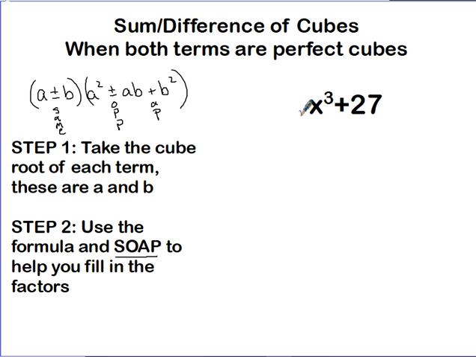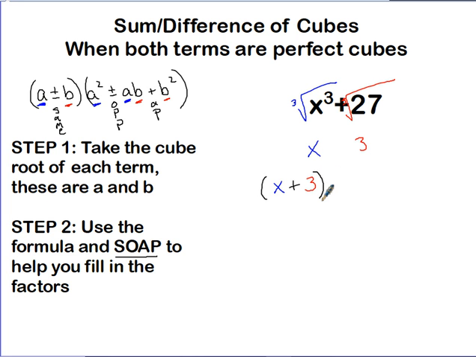I'm going to take the cube root of each term. So the cube root of x to the third is x. The cube root of 27 is 3. Now these are my a and b. Everywhere in this formula that I see an a, I'm going to replace it with an x, and everywhere that I see a b, I'm going to replace it with a 3. So my first set of parentheses is a, which is x, and then I need the same sign as my problem, so plus b, which is 3.